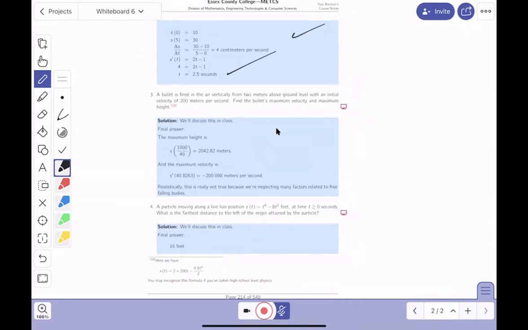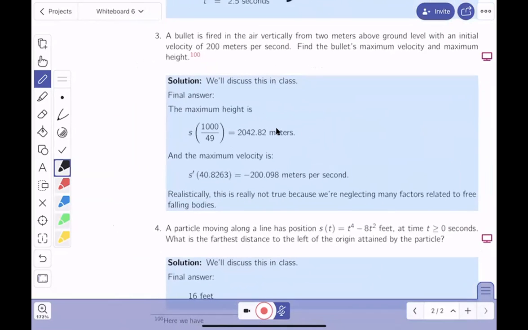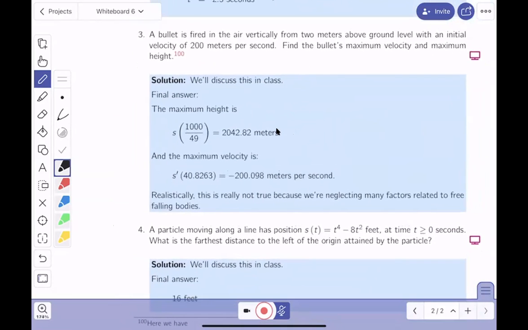All right, this one over here, number 3. And again, I'm going to read it to you. It says a bullet is fired in the air vertically. What does that mean? Straight up. All right, from 2 meters above the ground. So, certainly ejecting a bullet into the atmosphere, it's going straight up. I hope you realize what goes up must initially come back down. All right, so it says, initial velocity is 200 meters per second. Find the bullet's maximum velocity and maximum height.